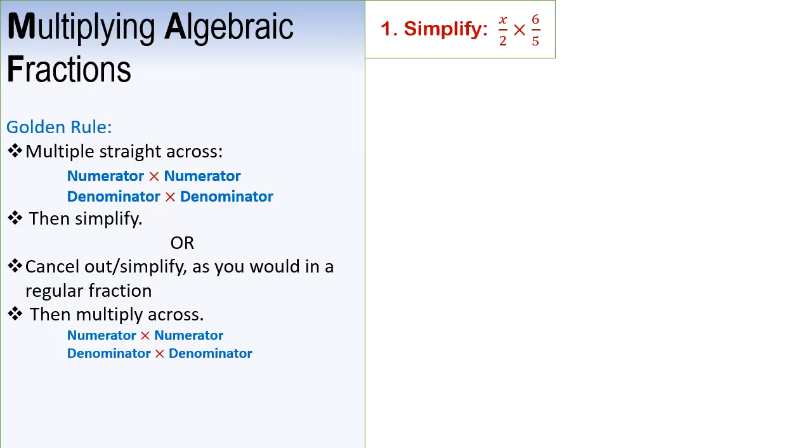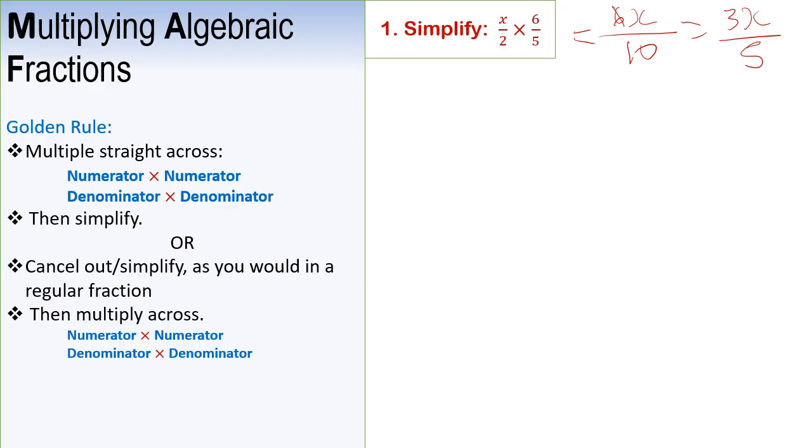So what you're going to multiply here is x times 6, which gives you 6x, over 2 times 5, which gives you 10. Our second rule is to simplify. So we are going to simplify 6 over 10. What can go into 6 and what can go into 10? That would be 2. So 2 into 6 goes 3 times, your x remains, and 2 into 10 goes 5 times. And that's your answer. Pretty simple, pretty straightforward.